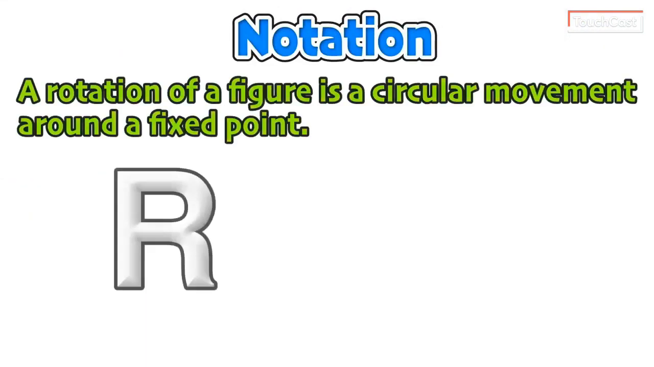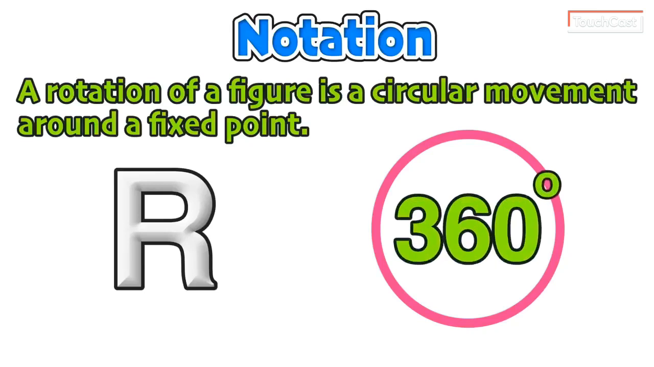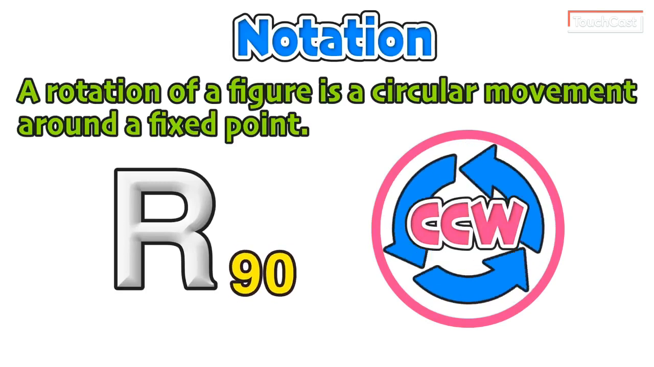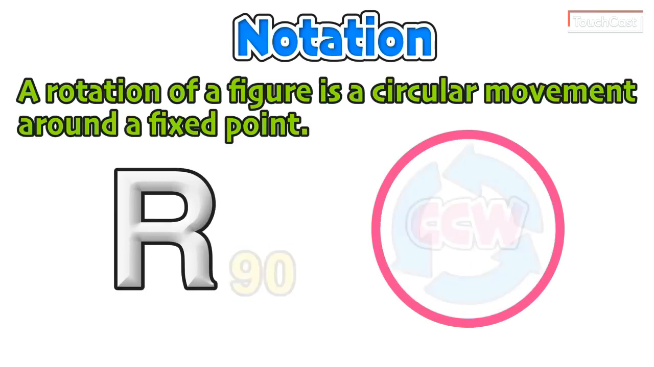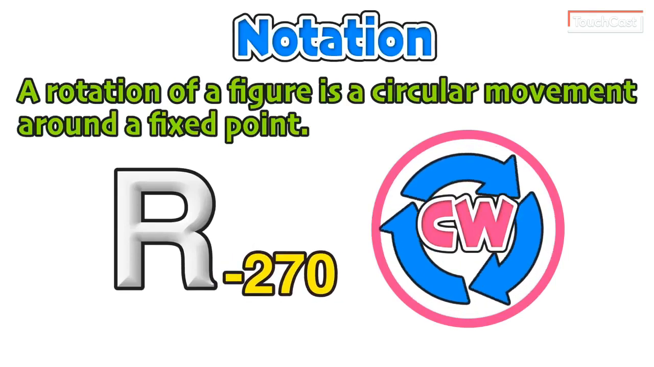Now we will say that rotating a figure is a circular movement around a fixed point, and we use the capital R notation to denote rotations. Remember that when the degrees of rotation is a positive number, the rotation is moved in a counterclockwise direction. When the degrees of rotation is a negative number, we move in a clockwise direction.